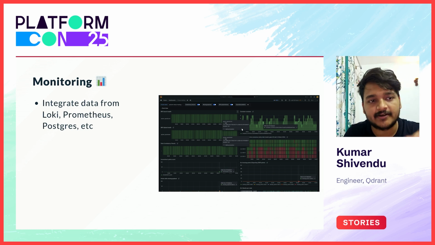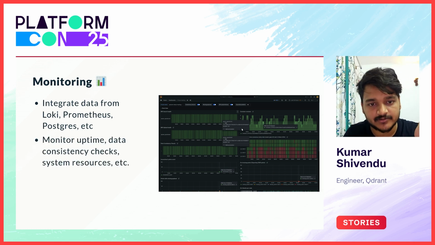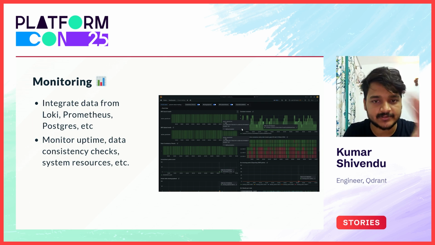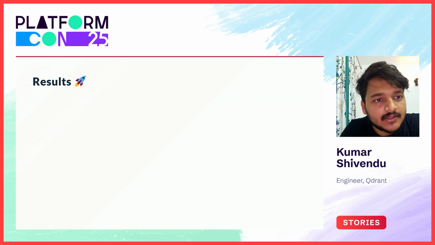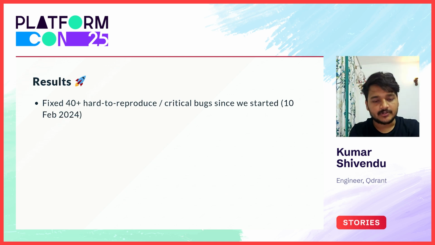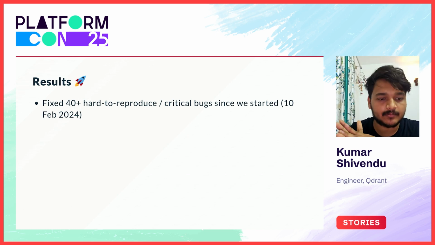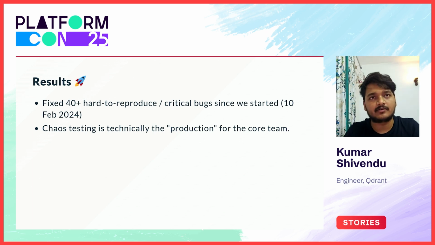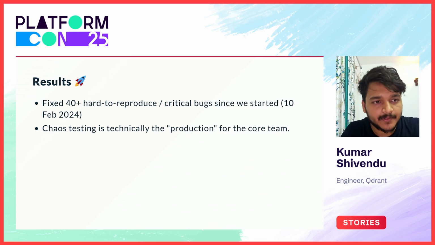So yeah, we take data from Loki, Prometheus, Postgres, and some other sources. So we monitor uptime, data consistency checks, all the system resources like CPU, RAM, disk, everything. The results are mainly that we have been able to fix 40 plus very hard to reproduce, rare bugs. Some of them have been a bit more critical than the others. But yeah, these bugs were undetected by other parts of the system despite us testing different flows. So chaos testing now feels like the production for the code.